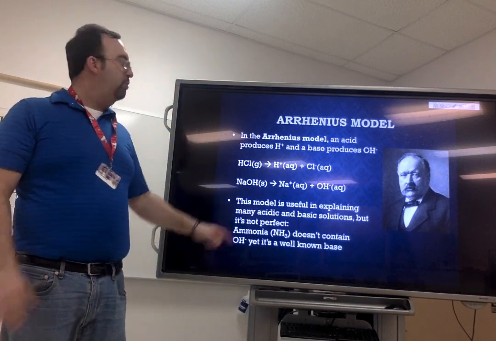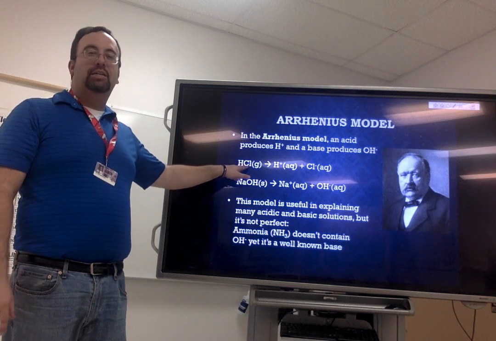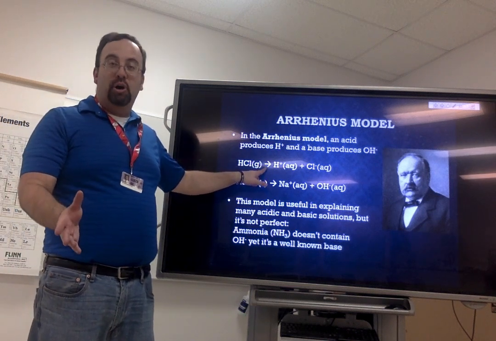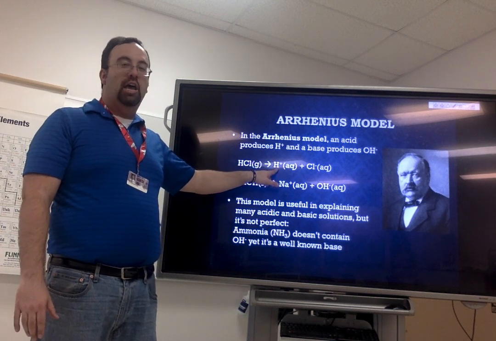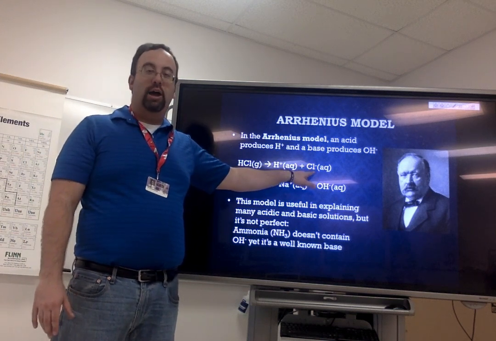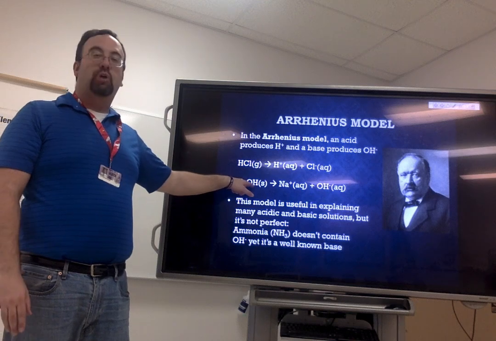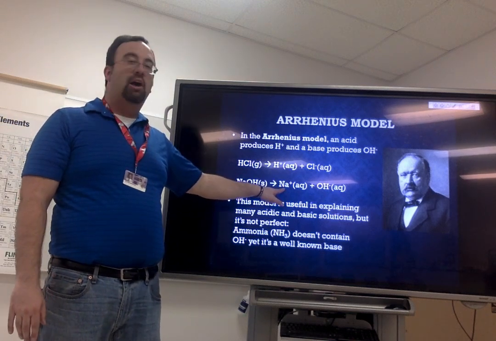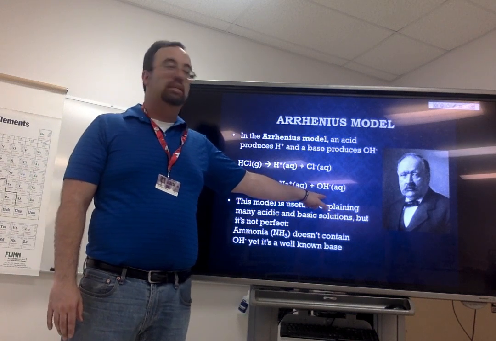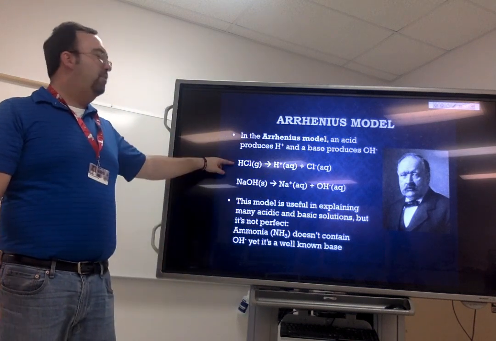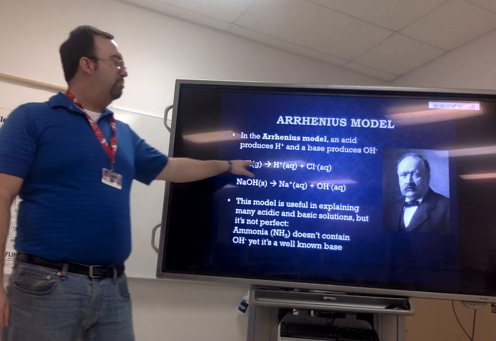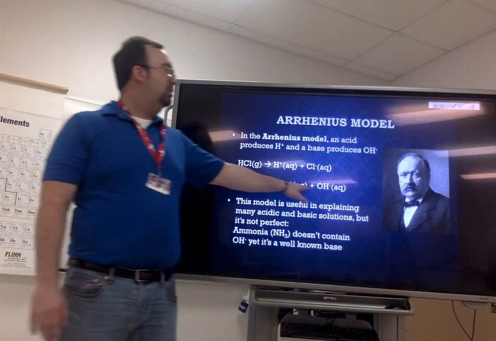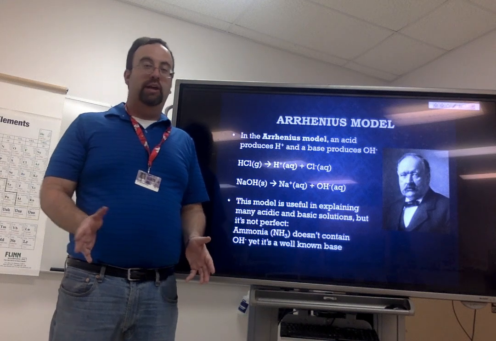And so, for example, hydrochloric acid, if given enough time, will break down or decompose into hydrogen ions plus chloride ions. Or sodium hydroxide as a base can break down into a sodium ion plus a hydroxide ion. And so we know that this is an acid because it produces hydrogen ions. We know that this is a base because it produces hydroxide ions.